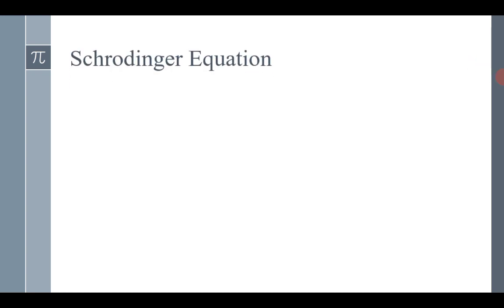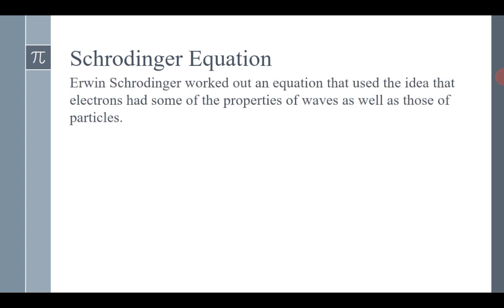To start with, who was Edwin Schrodinger? Edwin Schrodinger was a scientist, a mathematical physicist who worked out an equation that is used to explain the idea that electrons have some properties of wave as well as those of particle. That is to say, the wave-particle duality of electron.